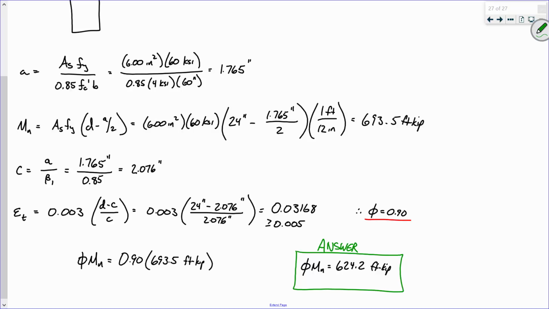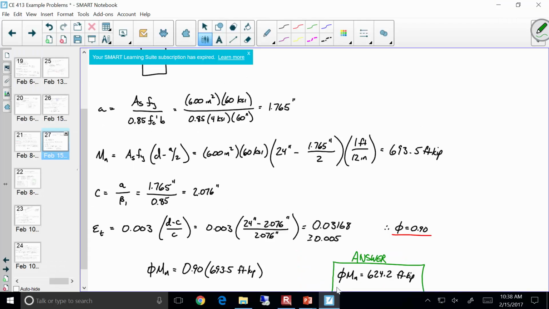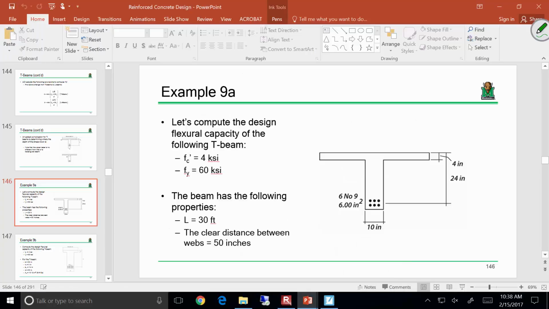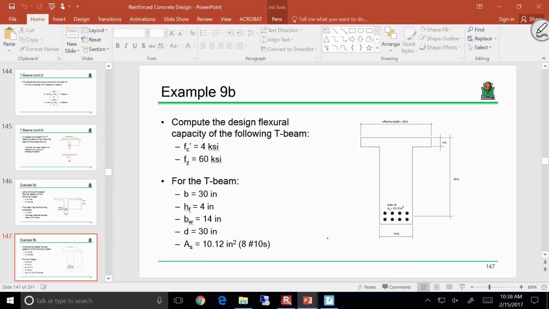Anybody else? Is this good stuff? Anybody got any questions? All right. So because I'm devious and I'm a crafty guy, why don't you take a wild guess what you think's going to happen here on 9B? It's going to be a true T-beam. Well, we'll check that and we'll see.